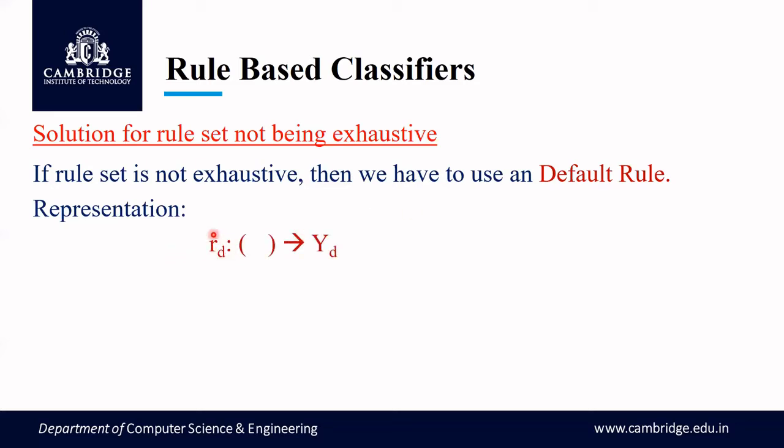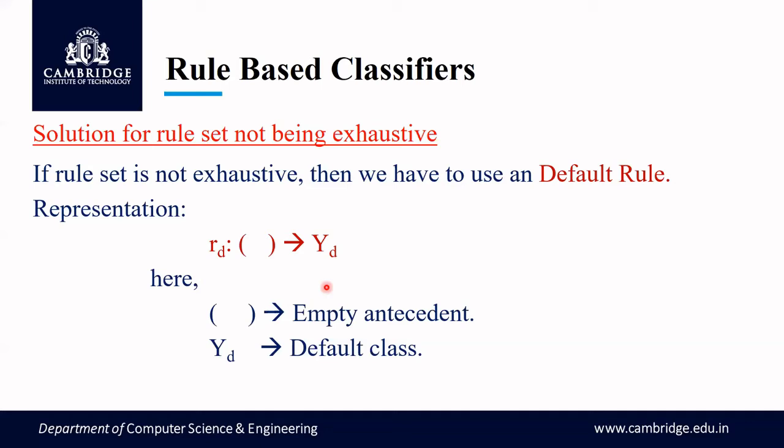RD is the reference for that particular rule, which says that this is a default rule. You have an empty antecedent here. In the last class, I told you that I'll be using the word antecedent. What do you mean by antecedent? It is nothing but the attribute test conditions. So here I have an empty antecedent, which means that I am not specifying any attribute test conditions. And here you have a class. The right hand part, that is the consequent part, is nothing but your class label. So here I have a default class. So you have an empty antecedent and a default class.